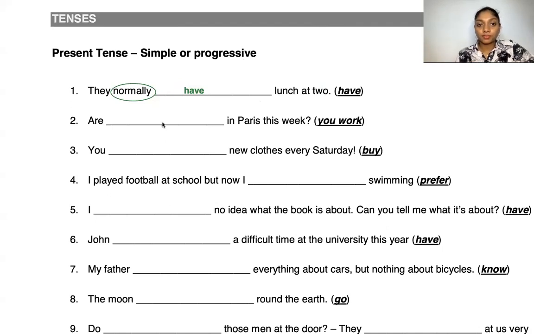Number 2. Are you working in Paris this week? Are you working in Paris this week? Are you? Yes, here also there is a point. This week.